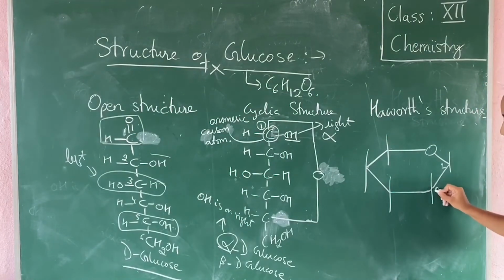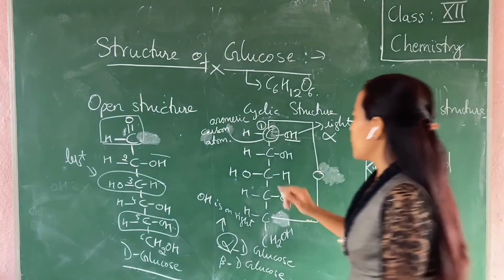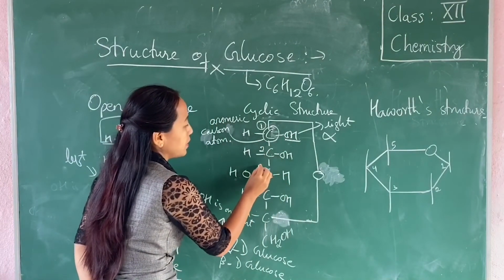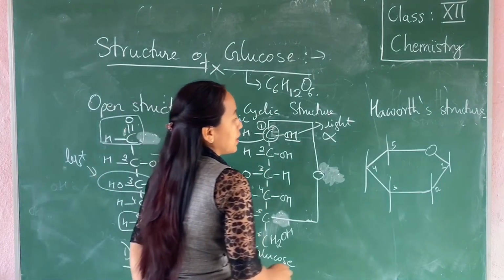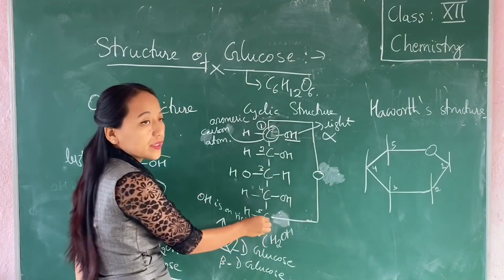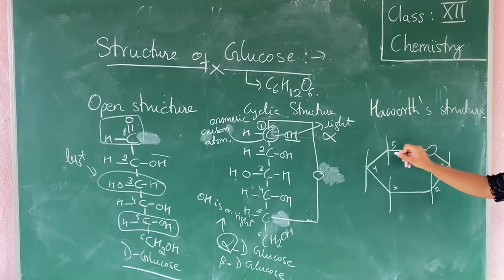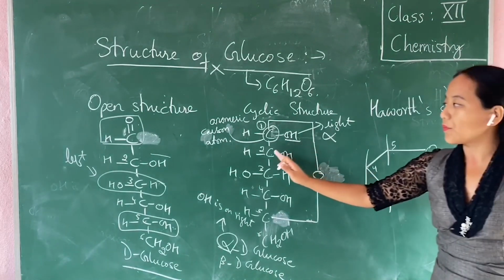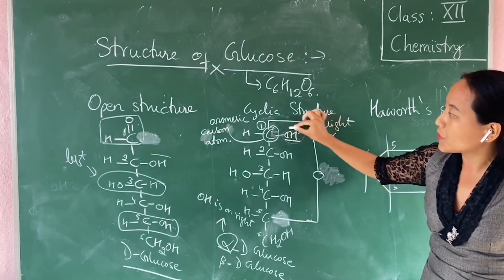First carbon, second carbon, third carbon, fourth and the fifth carbon atom. Here also first carbon, second carbon, third, fourth and the fifth carbon atom. This is your sixth. Now what happens is the ring is formed between the first and the fifth carbon atom. Here also the ring is formed between the first and the fifth carbon atom. So from this you can derive the Haworth structure. Now on this line you are supposed to keep these groups.